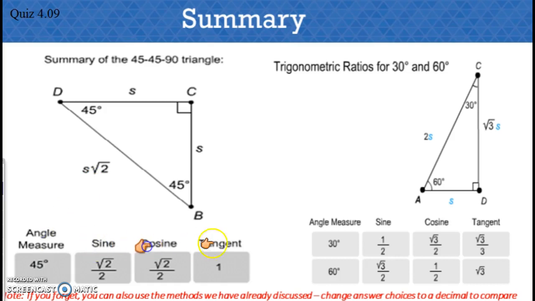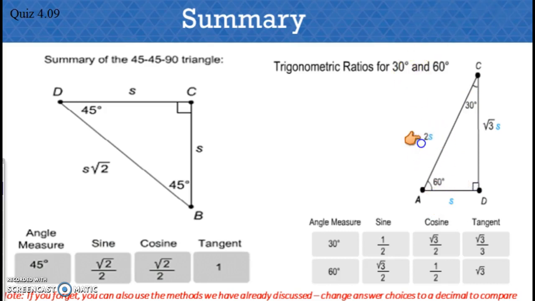For our sine, cosine, and tangent, this ends up being the sine, cosine, and tangent of a 45-degree angle. Square root of 2 over 2 is the sine. Square root of 2 over 2 is the cosine, because these are the same measure, and our tangent would actually be 1. So if you have a question on the quiz that asks you the sine of a 45-degree angle, this is it. All right, so for a 30, 60, 90-degree triangle, that's another special triangle.